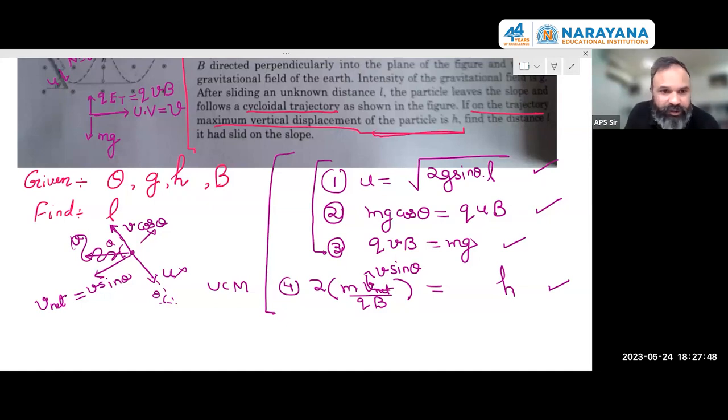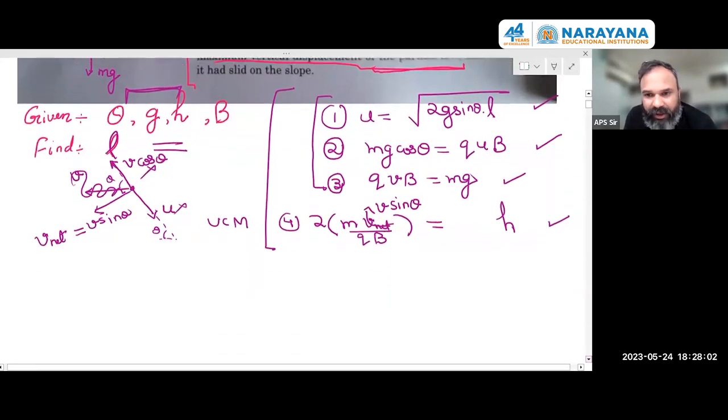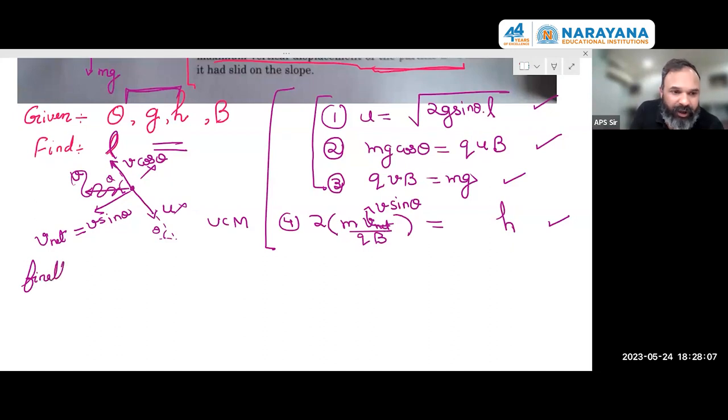Now from these four equations, try to eliminate the q upon m term and try to find out L in terms of h and theta. In fact, if you solve carefully, B, g, all these terms are also getting eliminated. So let us try to write that expression carefully, what we are getting. Finally, whatever I am doing is just calculation on the basis of these equations.